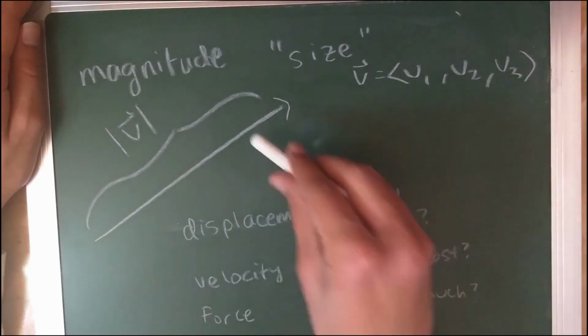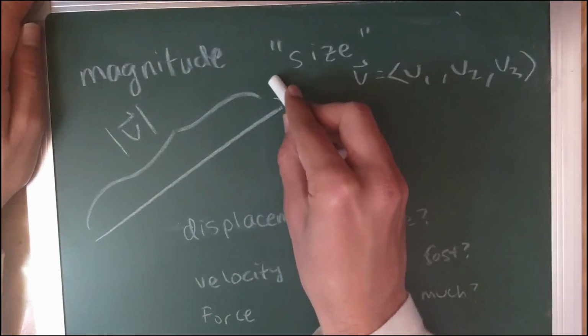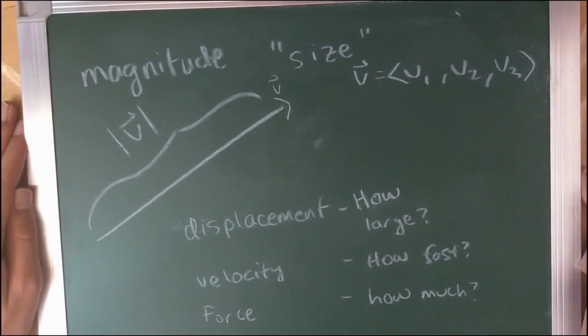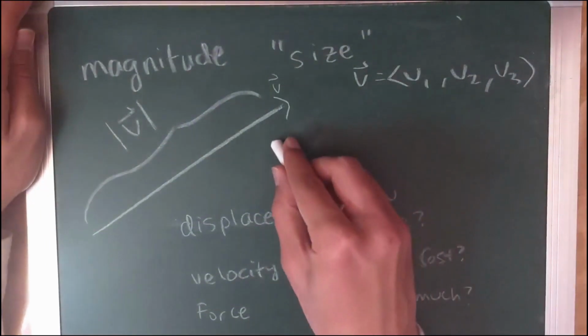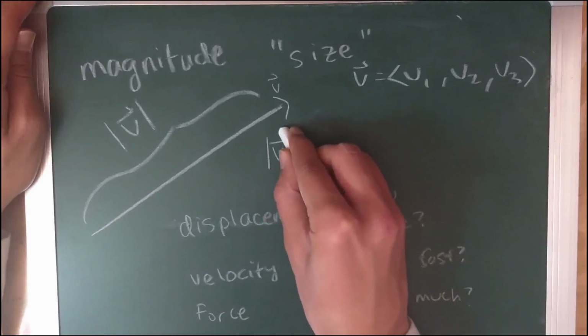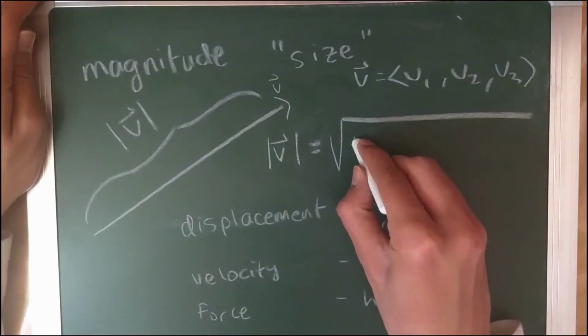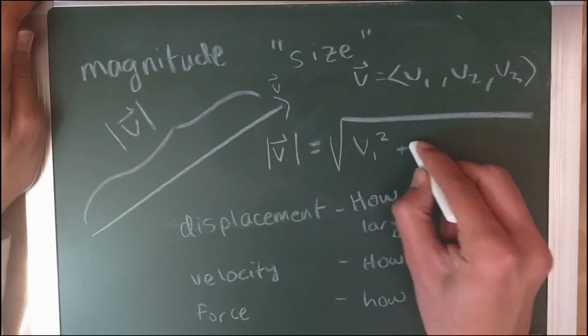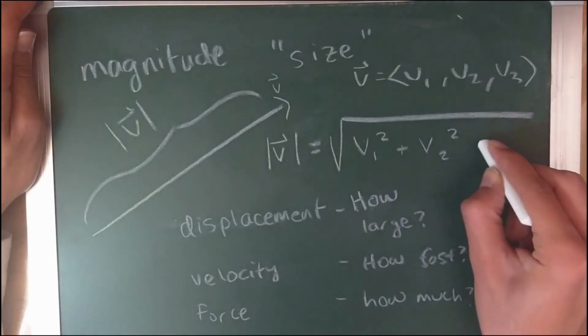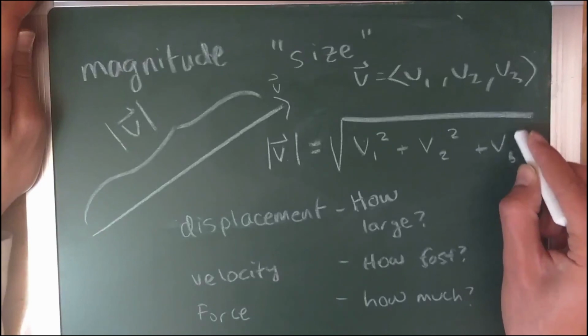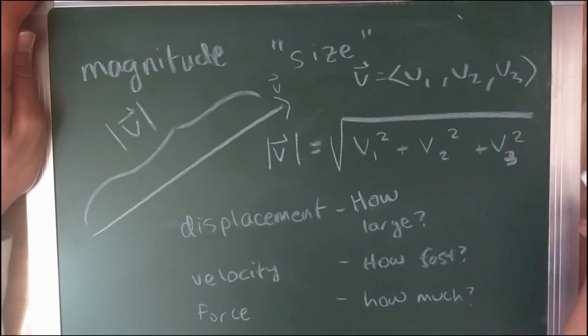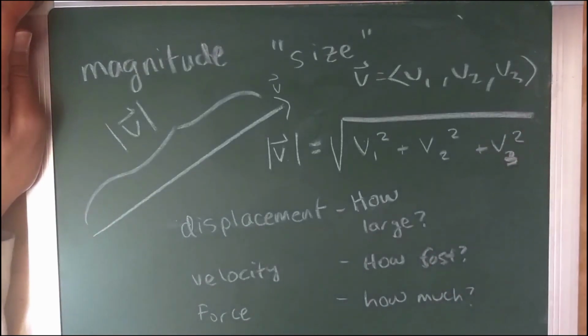And so for a vector v with components v1, v2, and v3, the magnitude is simply obtained by adding all the components in quadrature, sort of like a Pythagorean theorem thing. So this is how we write the magnitude, and it is the square root of v1 squared plus v2 squared plus v3 squared. So that's just each component added together in quadrature. That's how we get the magnitude. Okay, so let's do a few examples.